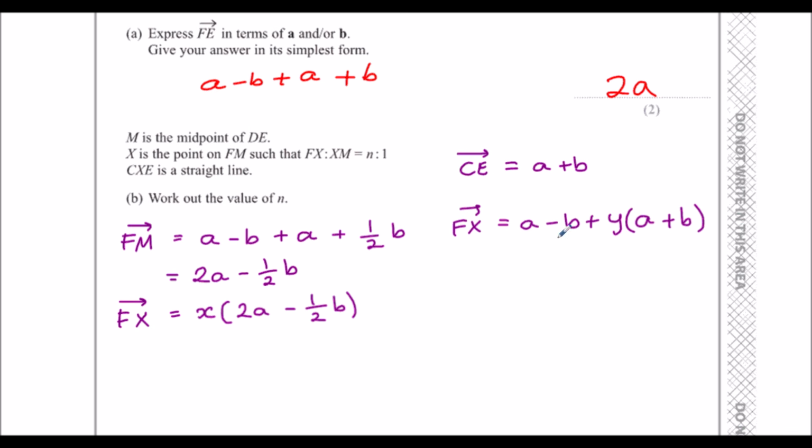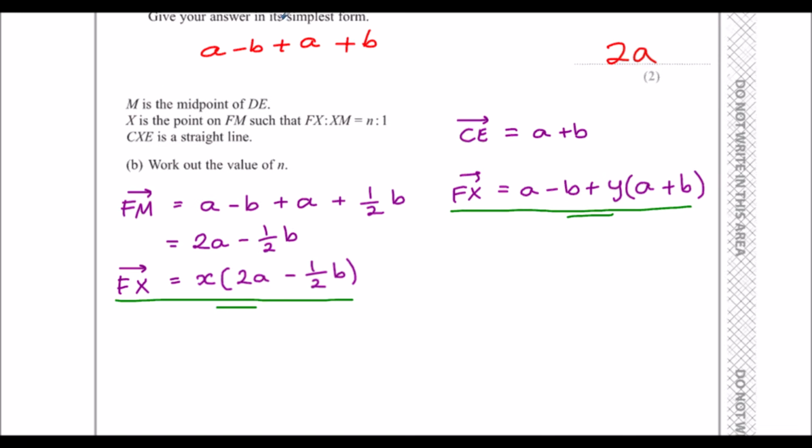So I've got f to x here. This is f to x. And this is f to x from our other route. So these two things must be equal. They're both f to x. They're both ways of getting from f to x. So x times 2a minus half a b must be equal to a minus b plus y times a plus b.